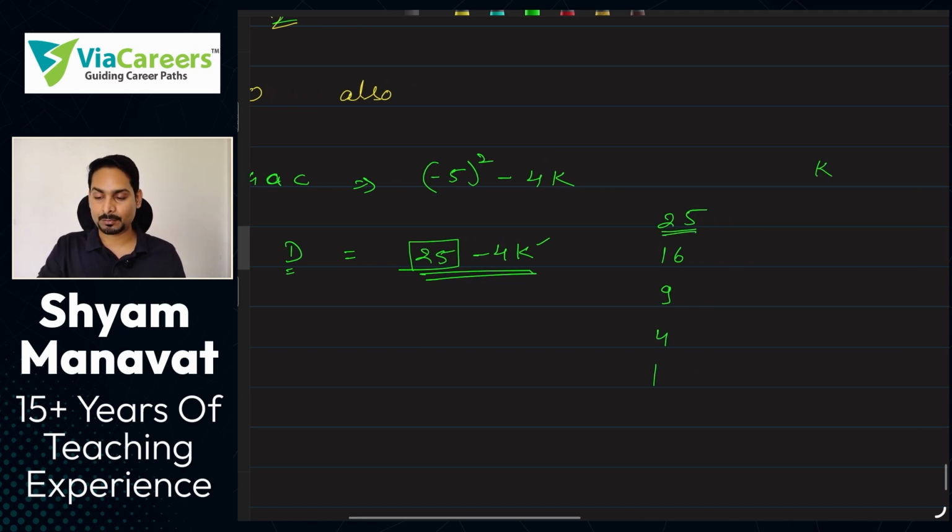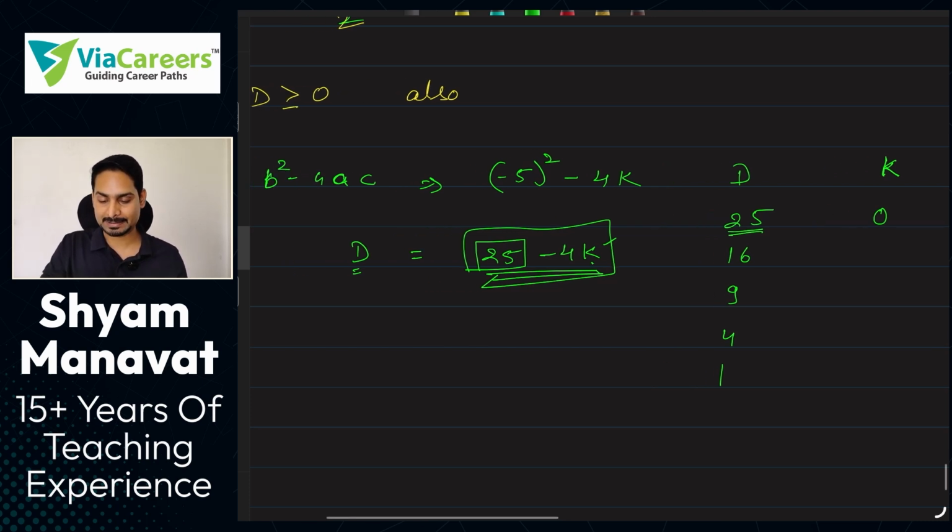In which way, for what value of k can you get the discriminant to be 25? When you substitute k equal to 0. For what value of k can you get the discriminant to be 16? If you put it equal to 16, you get 16 equal to 25 minus 4k, and then 4k equal to 25 minus 16, and this way you will get the difference to be 9.